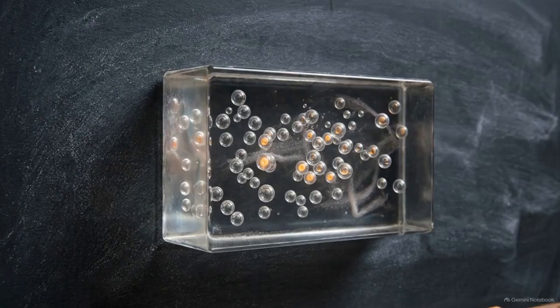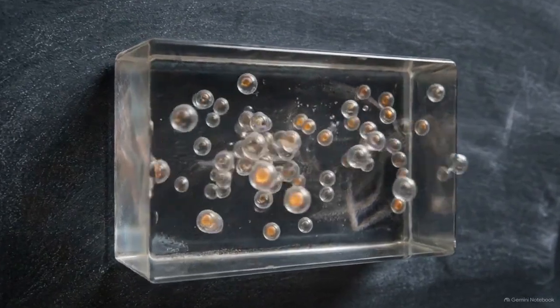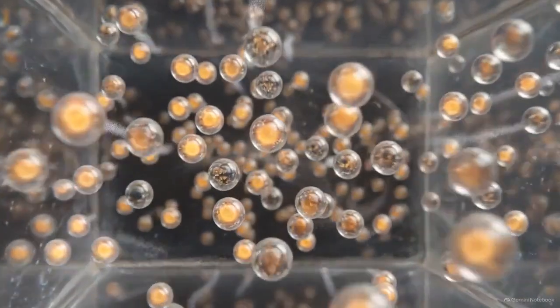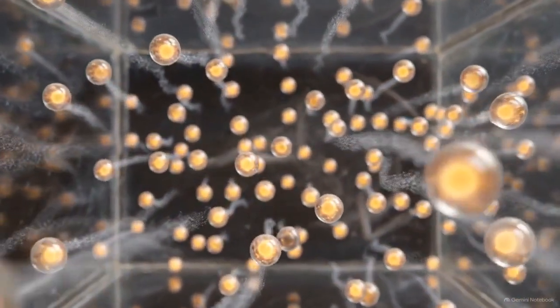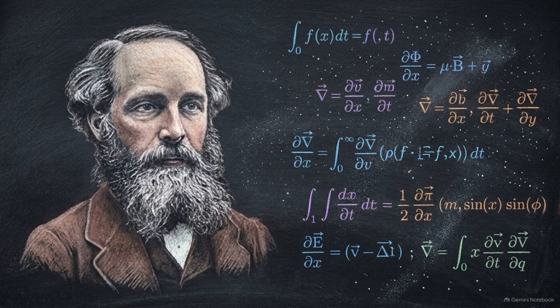This demonstrates the overarching power of statistical mechanics. The predictable laws of thermodynamics are built upon a foundation of microscopic randomness. Maxwell's work proves that by calculating the distribution of chaos, we gain the ability to predict the behavior of the universe.